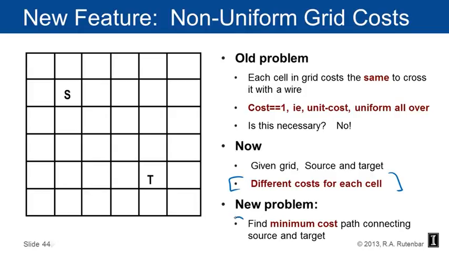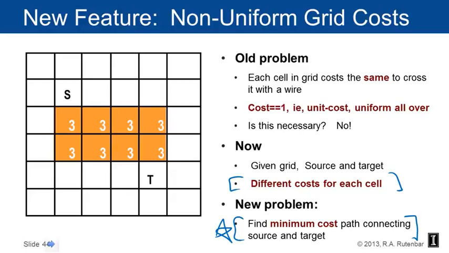So we need to find some different language for describing how this expansion process works. The process is going to be basically the same. The way we describe it is going to get a little bit different. What we're going to move toward is finding the minimum cost path that connects the source to the target. So what are we going to do? We're going to put some new cost items in the grid.